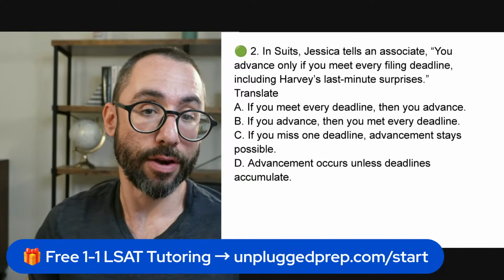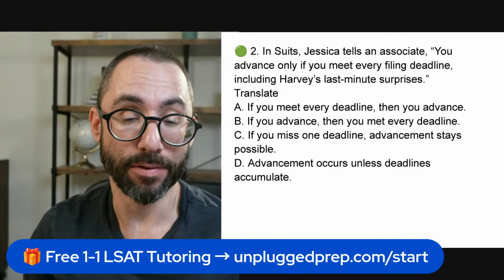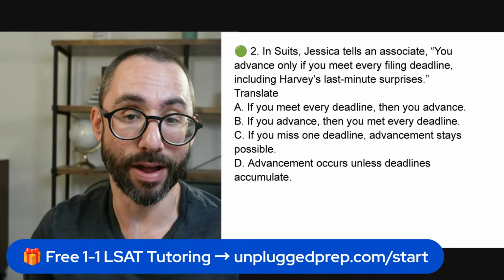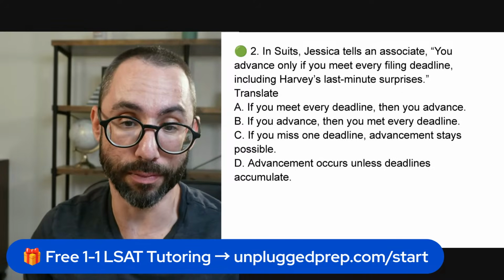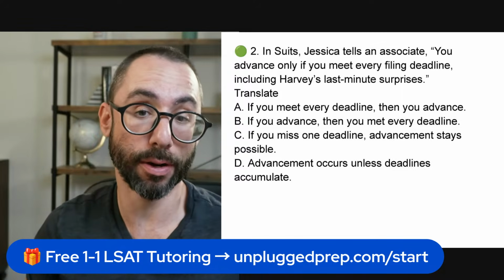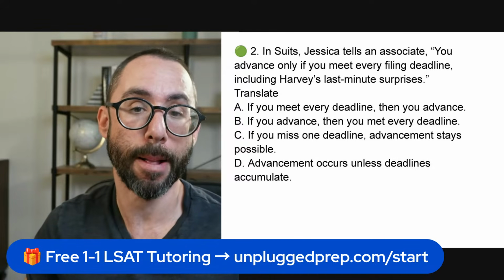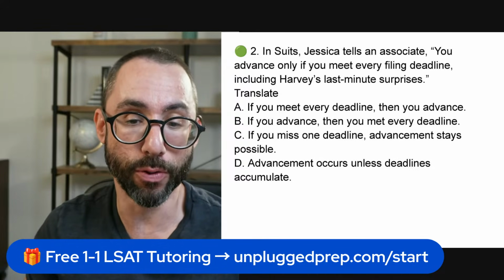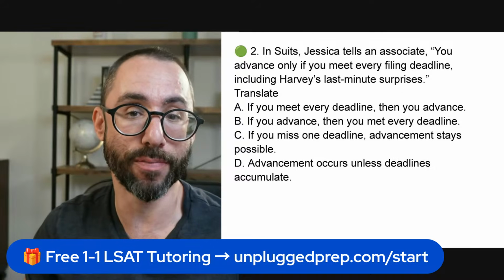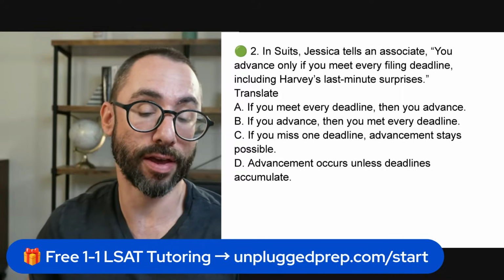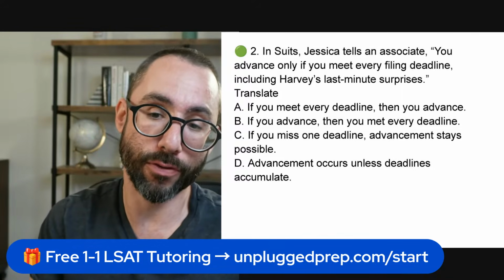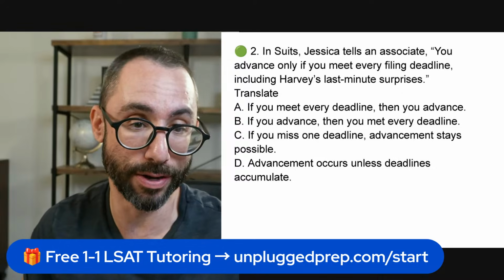So again, advance only if you meet means advance arrow meet. Advance is on the left, meet is on the right. Advance is the sufficient condition, meeting is the necessary condition. So the answer to number two is in fact B, as in Bravo. If you advance, then you must have met every single deadline. A is an improper reversal, confusing necessary and sufficient conditions.